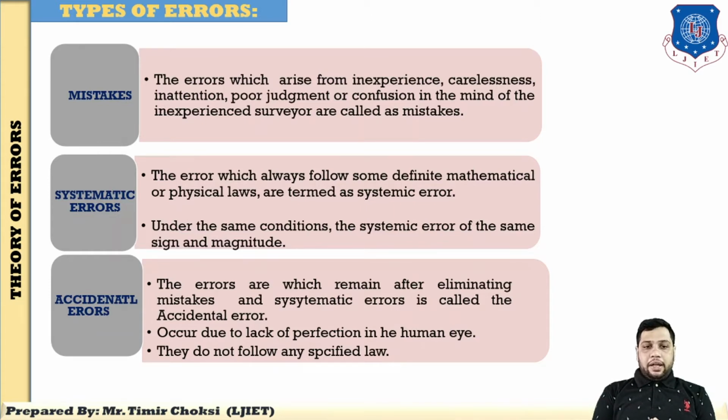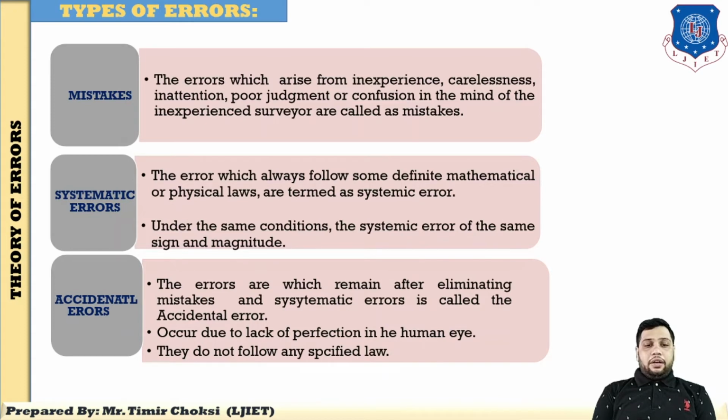Next, accidental error. The errors which remain after eliminating mistakes and systematic error are called accidental errors. So when we find a quantity in a field measurement and eliminate the mistake and systematic error, the remaining error is called the accidental error. Errors that occur due to the lack of perfection in the human eye are also called accidental errors.